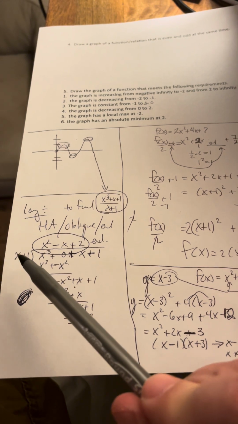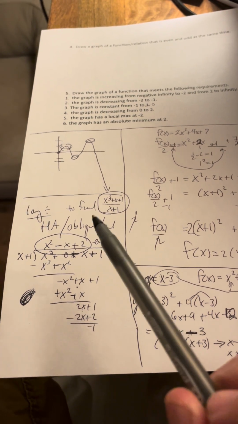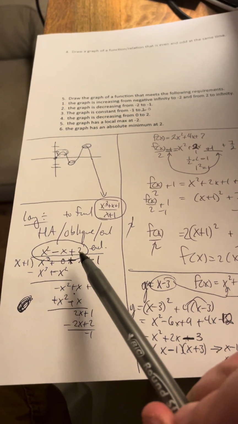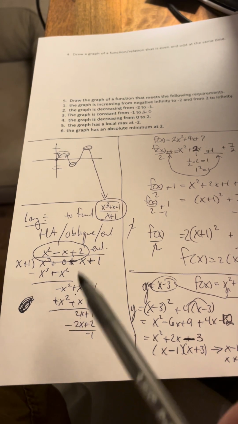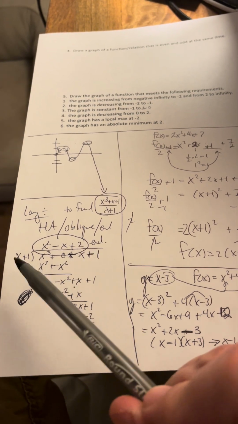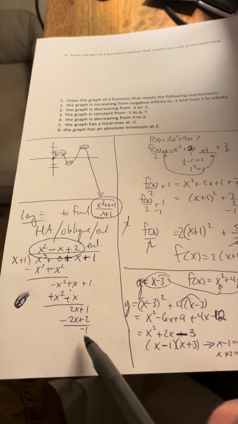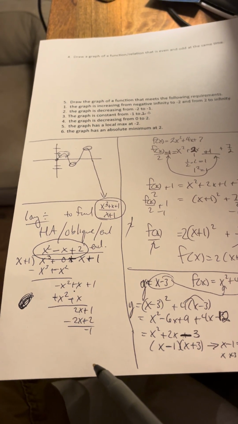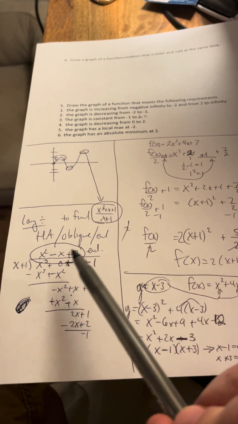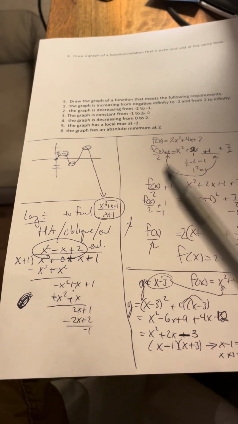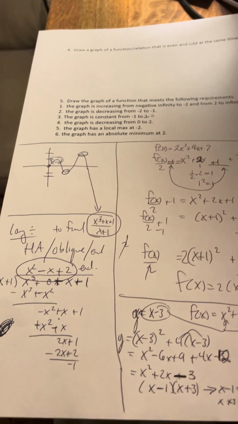So what do I multiply x by to get it exactly the same? Well, 2x. I'm sorry, 2, just 2. So now I go 2 times x, I get 2x, and then 2 times 1, I get 2. I draw the line, I change my signs, and so I end up with a negative 1 as my remainder. And so my end behavior is going to look like x squared minus x plus 2.